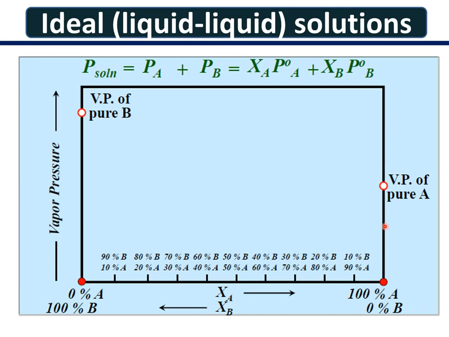Okay. So this is the vapor pressure of pure B, and this is the vapor pressure of pure A. According to Raoult's law, the vapor pressure of the solutions in between here will be midway between the vapor pressure of pure B and the vapor pressure of pure A. But let us at the beginning investigate the partial pressure of A alone.